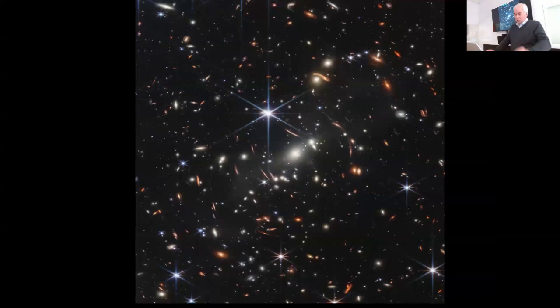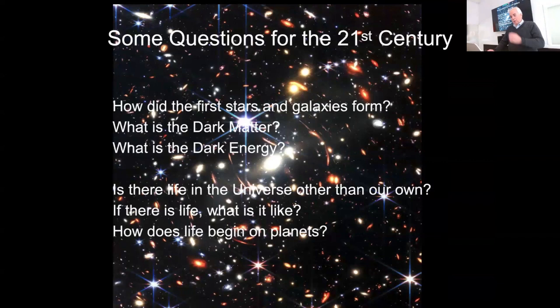Okay, well, let me now finish off here. This is the James Webb Space Telescope picture that I was talking about. So what are some of the questions? One of the things we'd like to know now, for this century, is how the first stars and galaxies formed. What is the dark matter? I'd like to understand that. What is the dark energy? Is there life in the universe other than our own?